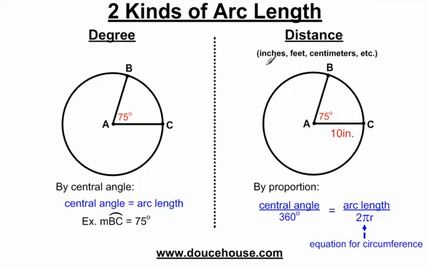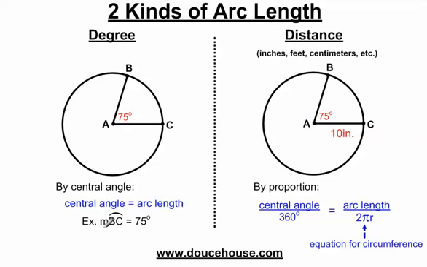One is measuring by degrees, the other one is measuring by distance. When I say by distance, I mean like inches, feet, centimeters, something you can measure with a ruler. Now the degree one is very easy to do. If you know what the central angle is, when I say central angle, the vertex of the angle is actually the center of the circle. So this is a central angle because the vertex of the angle is actually hitting the center of the circle. If you know what the central angle is, then you can find the arc length.